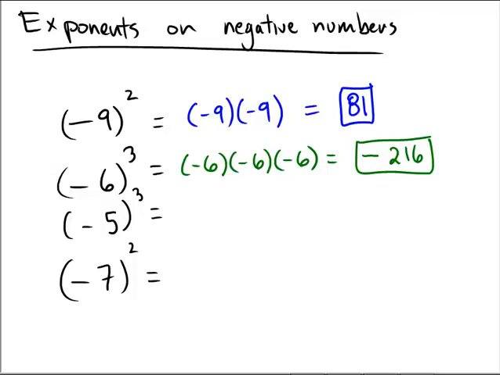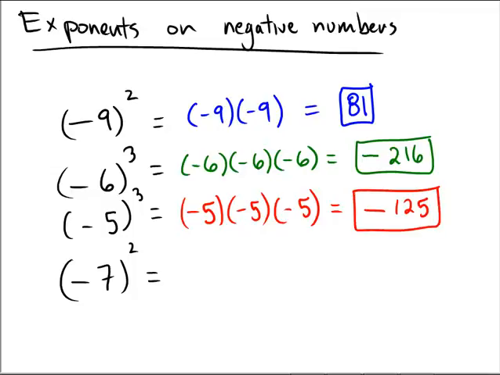Next, let's try negative 5 cubed. Negative 5 multiplied by negative 5 multiplied by negative 5, because it's cubing, and a negative times a negative times a negative is going to be negative because there's an odd number of them. And then 5 times 5 is 25, and 25 times 5 is going to be 125. So the answer to this problem is negative 125.